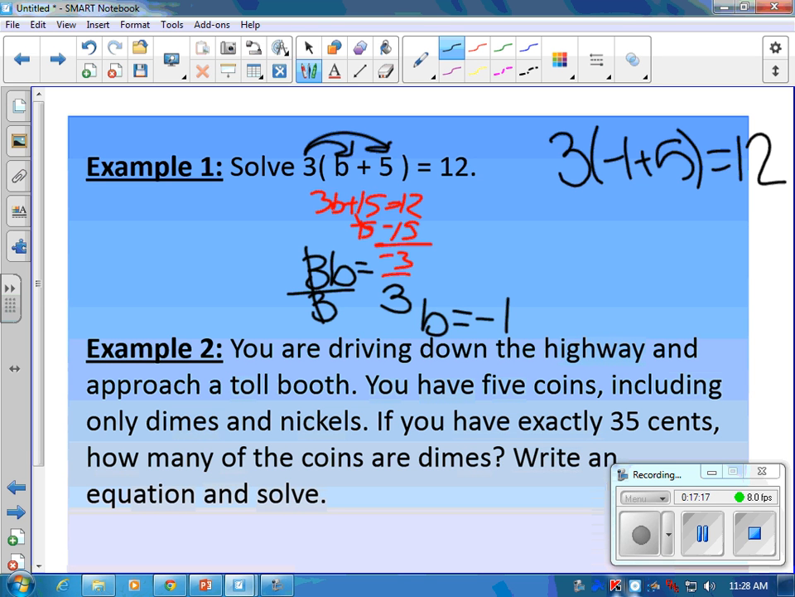No, you do parentheses first. Okay, what's inside my parentheses? Negative 1 plus 5. Now, when I have a variable, I can't combine b plus 5, so I have to distribute. Here, I can combine negative 1 and 5, and I can get 4, and 3 times 4 is 12. Yeah, so my answer is right. It checks out. It is correct. I have found the right answer.